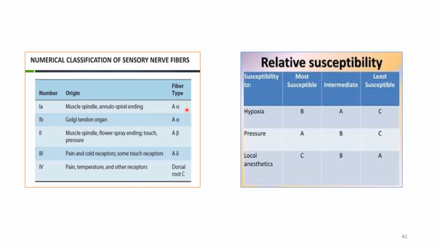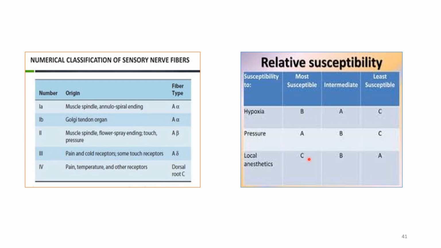So here A alpha is further divided into 1A and 1B, A beta is called 2, A delta is called 3, and dorsal root C is called 4. So what is not there? A alpha is there, A beta is there, A gamma is not there. A gamma is only motor fibers, that is, only efferent fibers, so it is not there here. A delta is there. B is also not there. Dorsal root C is there.